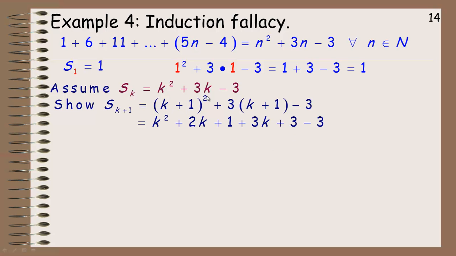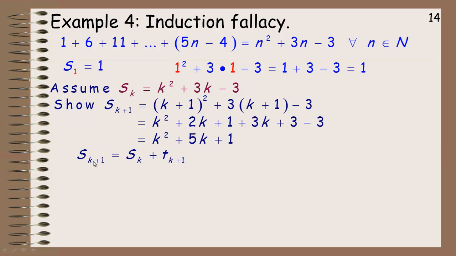And if we expand this out, k plus 1 squared is k squared plus 2k plus 1, expanding the 3 in here, and then we had this minus 3 in the end. So let's just collect the other like terms. 2k and 3k add to 5k, and of course these subtract to 0, so we just have the 1 in the end. So that's what the sum of the first k plus 1 terms is.